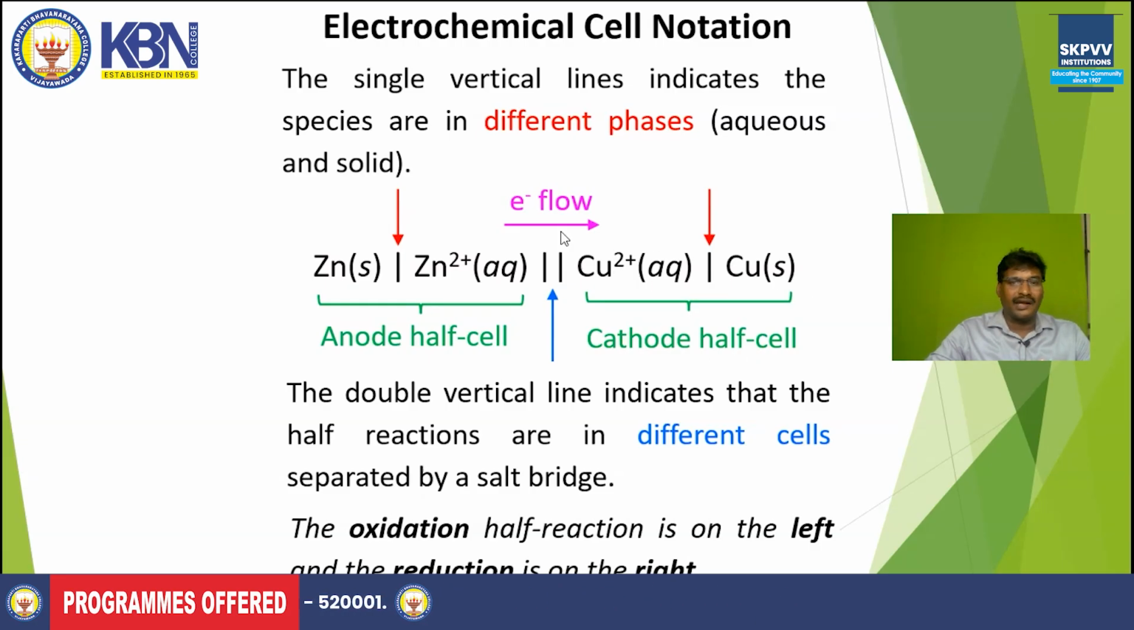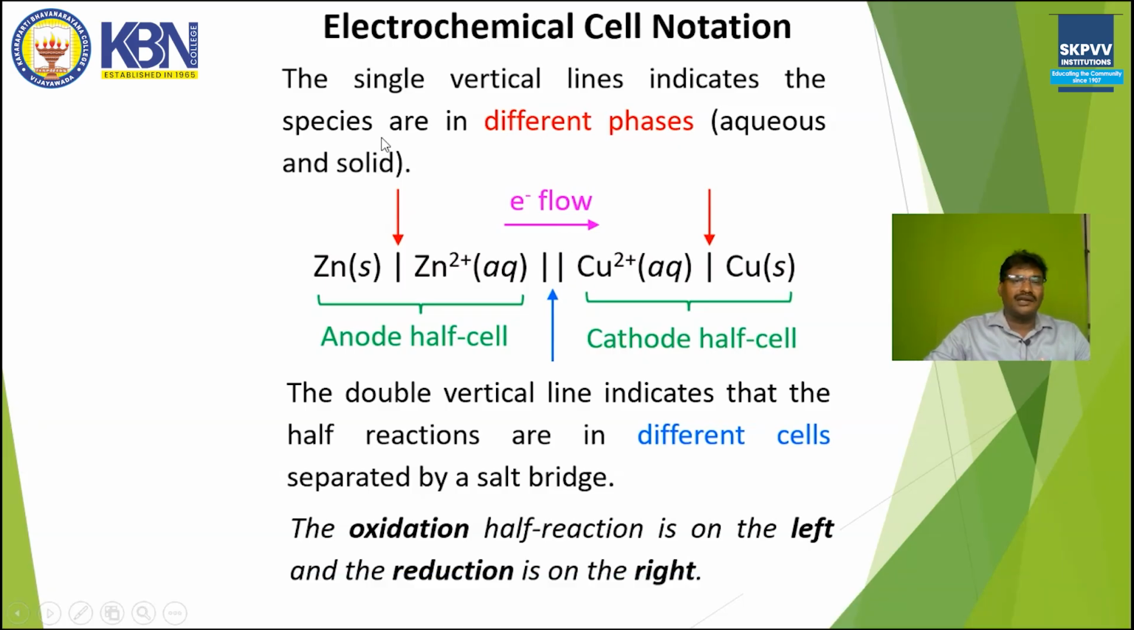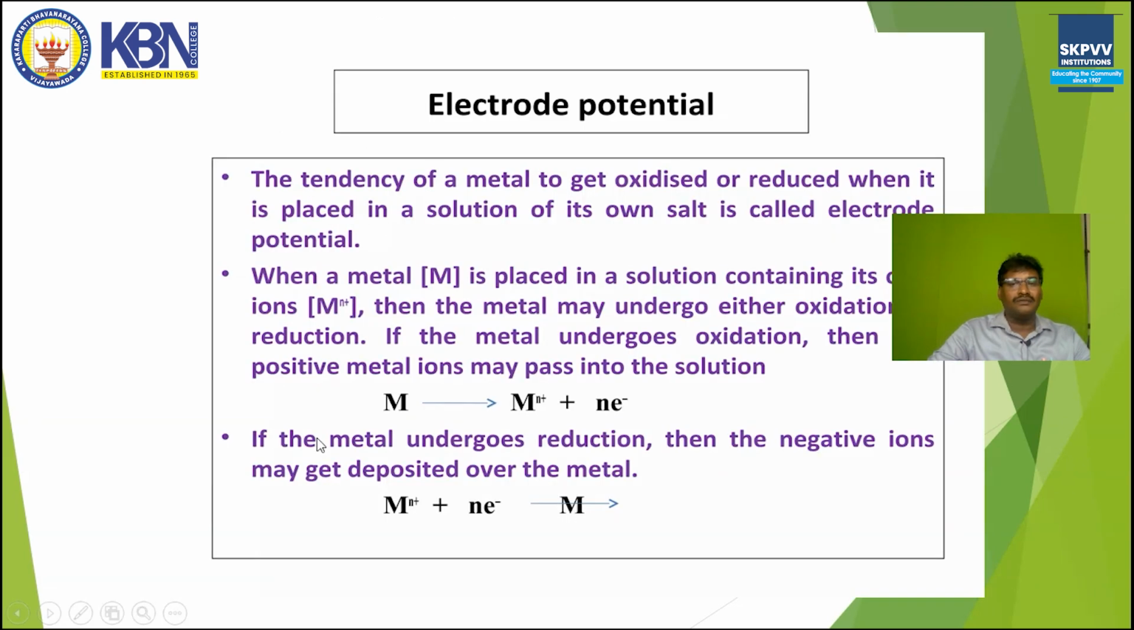The single vertical line indicates the species are in different phases. Here one is solid, the other is in aqueous phase, and they are separated by a single vertical line. Both half cells are separated by a double vertical line, which represents the salt bridge. The oxidation half cell reaction is on the left hand side and the reduction reaction is on the right hand side. This is the notation of the electrochemical cell, the cell which converts chemicals into electricity.